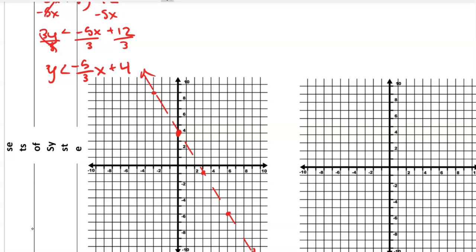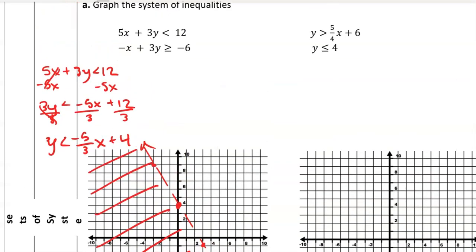And because it's less than, we would shade everything below. All right, now let's do the other one. We'll use purple. Here we have to add the x to the other side, and we're left with 3y is greater than or equal to x minus 6. Then we could divide by 3.